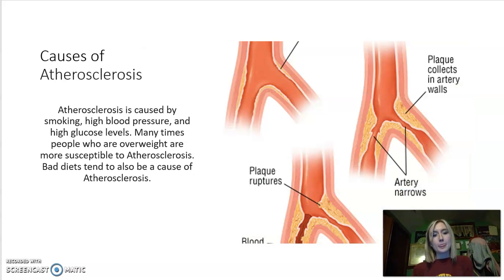And in some serious cases, it can cause a heart attack and even a stroke, which can lead to death. So now that we know what atherosclerosis is, it's good to talk about what can cause atherosclerosis. So it's caused by smoking, high blood pressure, and high glucose levels. Many times people who are overweight are more susceptible to atherosclerosis just because bad diets tend to cause atherosclerosis. However, atherosclerosis can affect anyone.